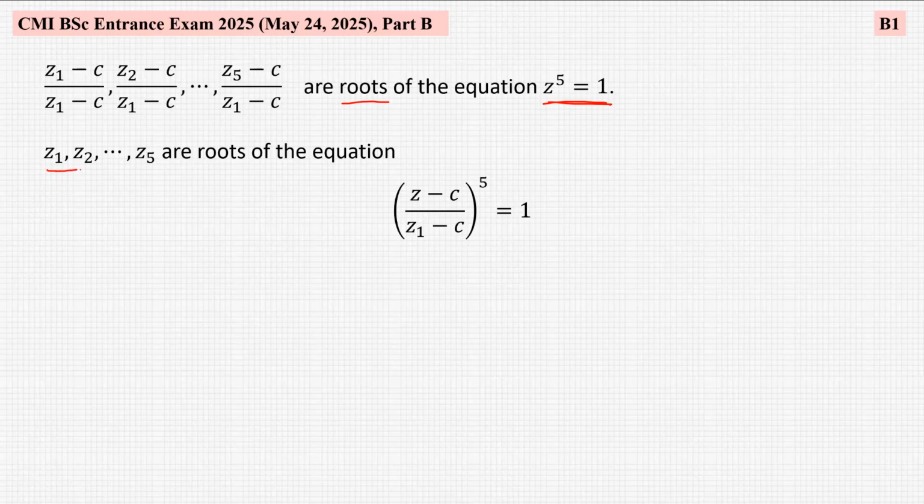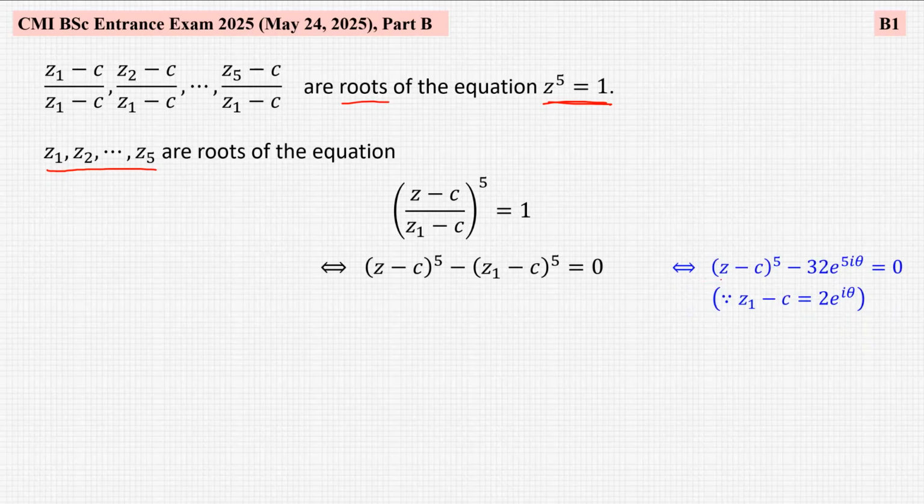We can say that z1, z2, and so on to z5 are roots of the equation ((z - c)/(z1 - c)) to the 5th power equals 1, which can be also written as (z - c) to the 5th power minus (z1 - c) to the 5th power equals 0, or using the exponential function, (z - c) to the 5th power minus 32 times e to the power of 5i theta equals 0, because z1 - c can be also written as 2 times e to the power of i theta.